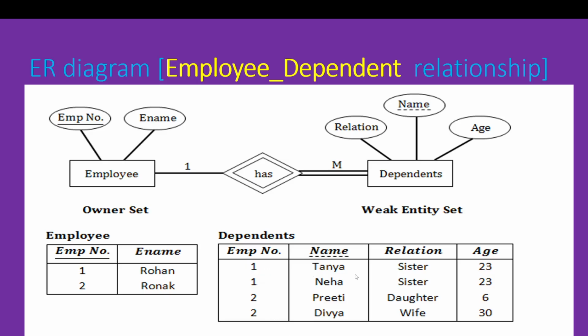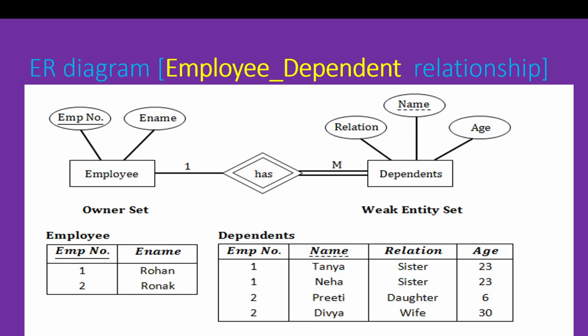Suppose we take 1, Tanaya, sister, 23. The entire row is called an entity, and these are instances of the dependent entity type. We'll cover that in the next video. Suppose employee 1 has two dependents, Tanaya and Neha, who are both dependents of employee 1. The relationship is that both are sisters, and both are 23 years old.